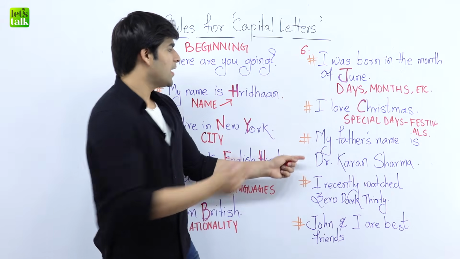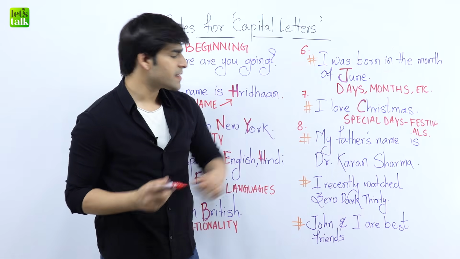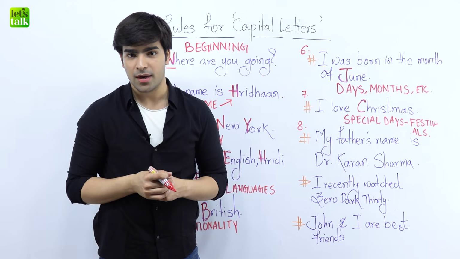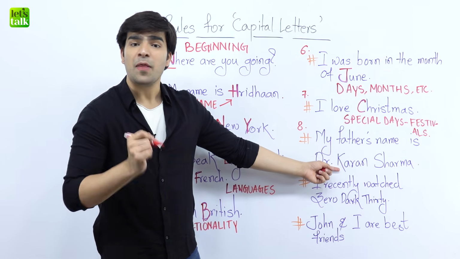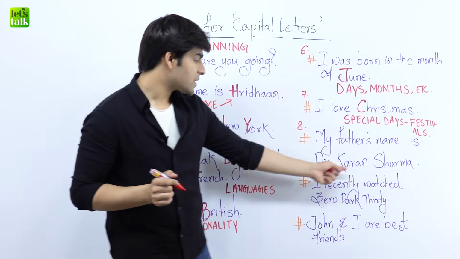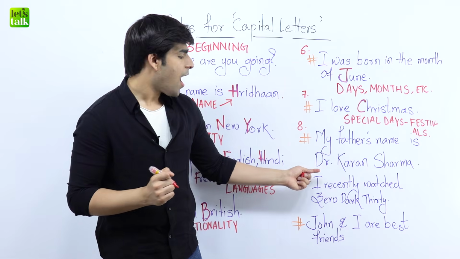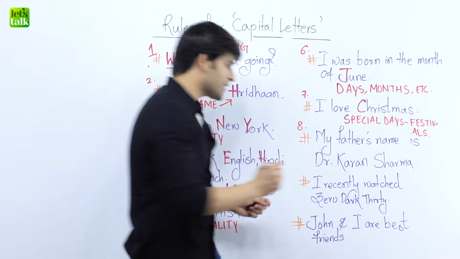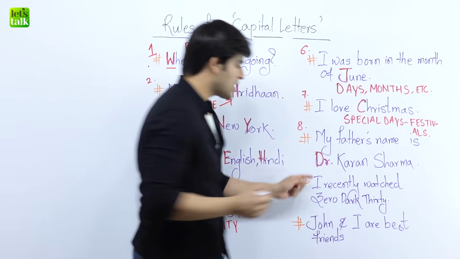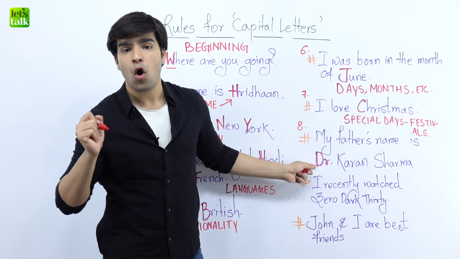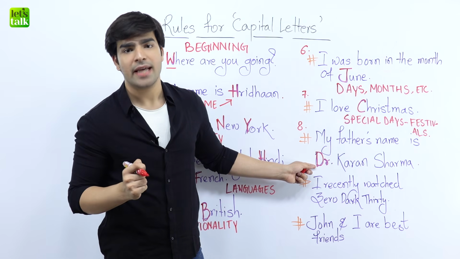The next one, which is the 8th rule, is my father's name is Dr. Karan Sharma. Now, my father's name is Karan Sharma and I have put the name in capital letters, the first name and the last name. But another interesting thing to note here is I have also capitalized the first letter of my father's title, Doctor, the first letter D has been capitalized here.